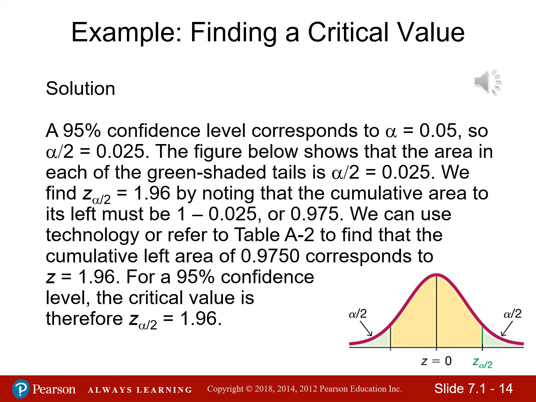We can use technology or refer to table A2 to find that the cumulative area to the left of 0.9750 corresponds to the z value of 1.96. For a 95% confidence level, the critical value z to the alpha over 2 is therefore equal to 1.96.